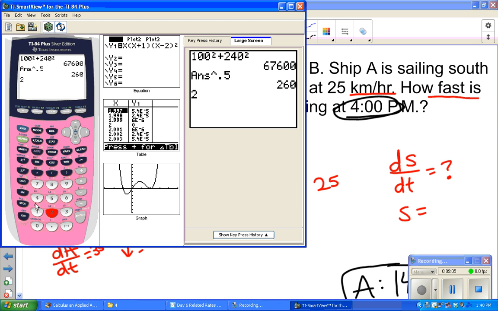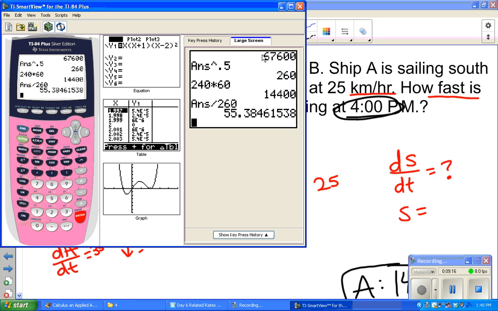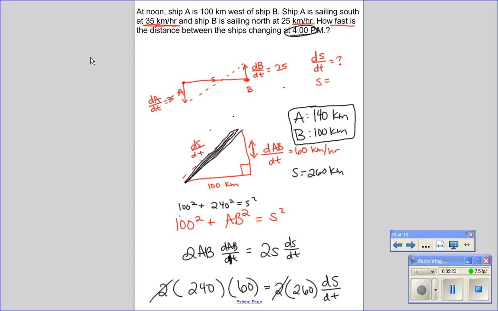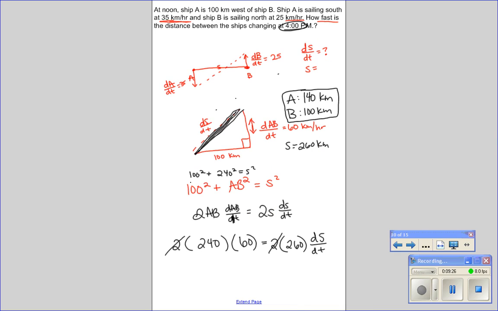So 240 times 60. And then to get ds/dt by itself, I'm going to divide by 260. Should be 55.384. So ds/dt, the answer to this question, since the question was how fast is the distance between the ships changing, the answer is 55.384, whatever that decimal was, kilometers per hour.